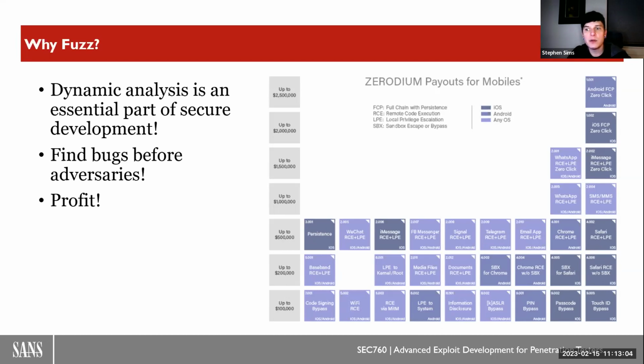Telegram is another one. Chrome browser, Safari browser, iMessage, of course, WeChat, a bunch of different examples. There's another chart just like this one for desktop applications. So if you can write a Windows kernel exploit that allows for remote code execution with no interaction, if you're wondering what some of those acronyms mean, they're spelled out, like full chain with persistence, remote code execution, sandbox escape.